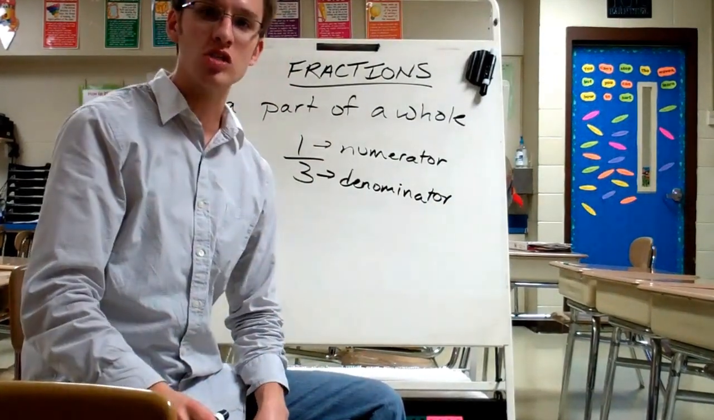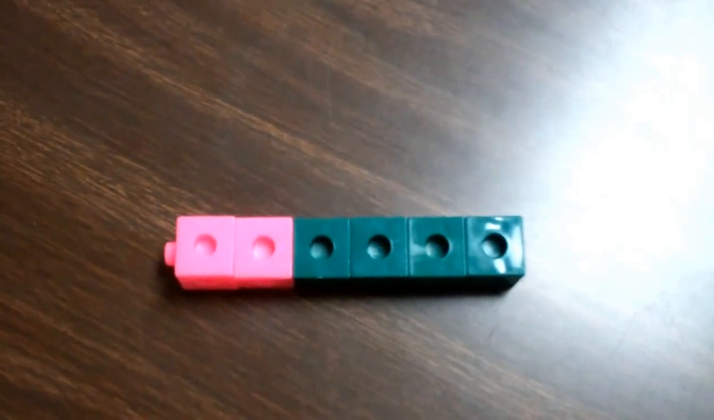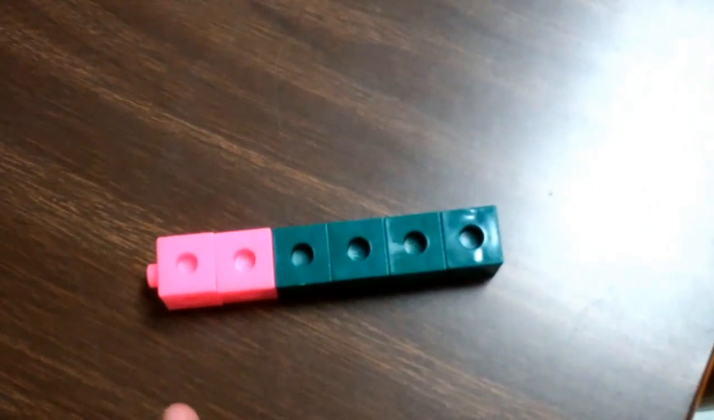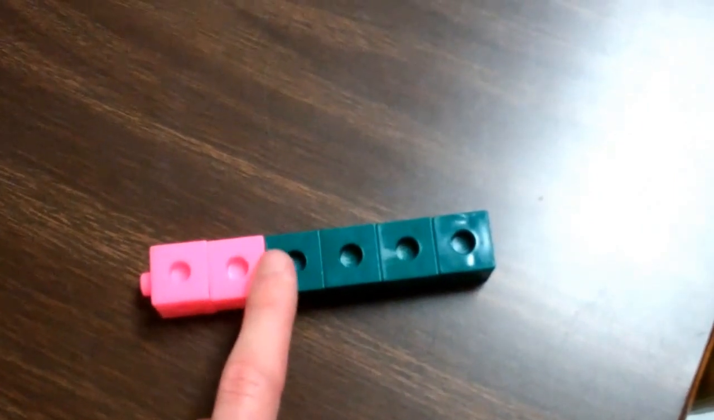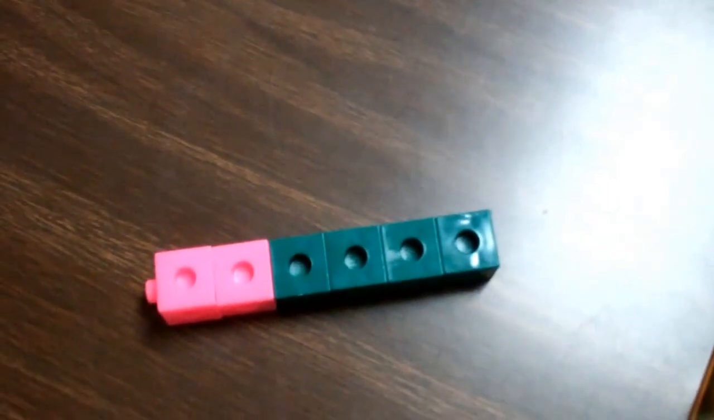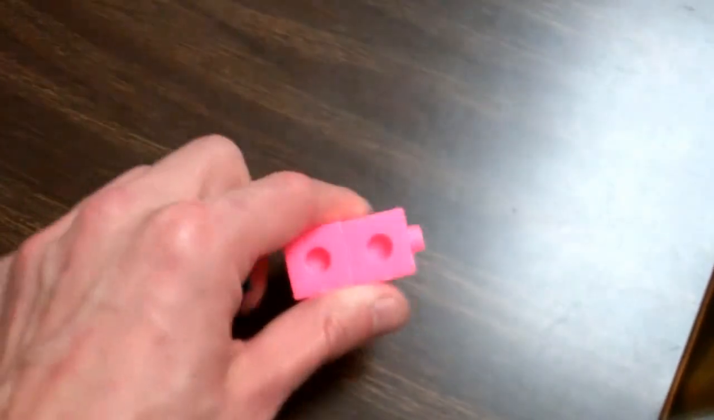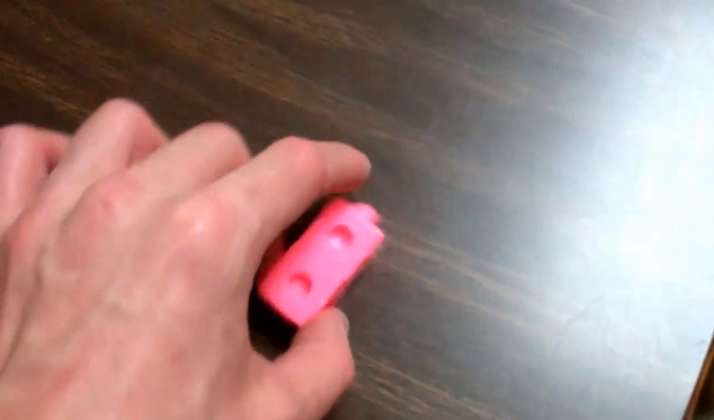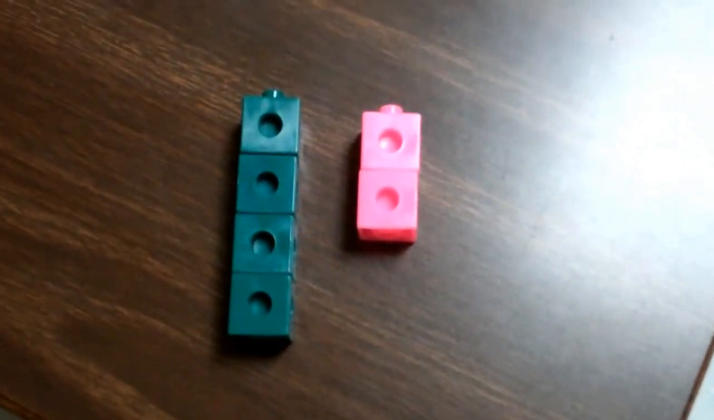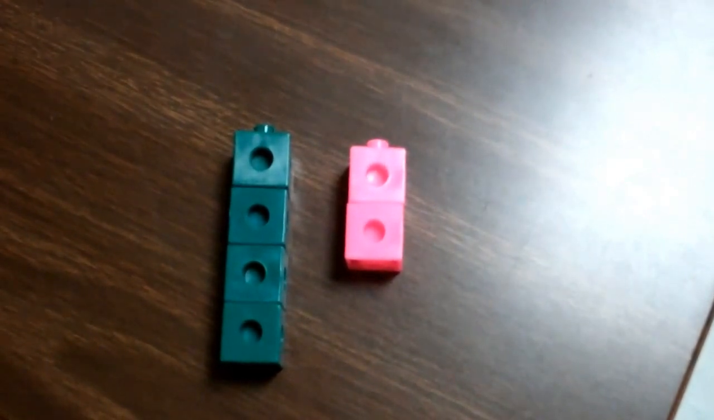Let's look at some fractions around us. Here's our first example of a fraction. As you can see, we have a whole block of cubes. Let's see how many cubes there are. There are 1, 2, 3, 4, 5, 6 cubes. In this case, our denominator would be 6. If we're referring to the pink cubes, 2 out of the 6 cubes are pink. So our fraction to represent the pink cubes would be 2/6.